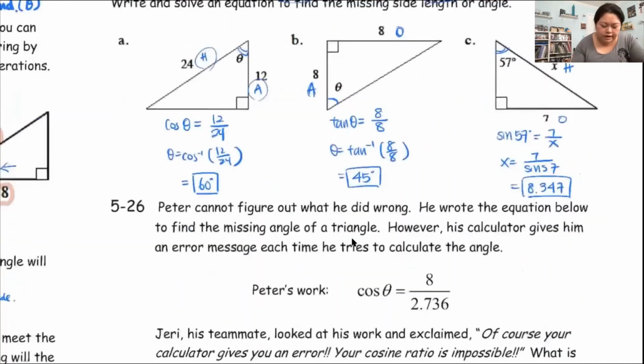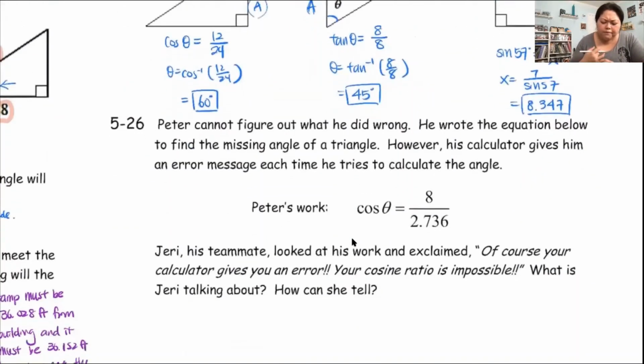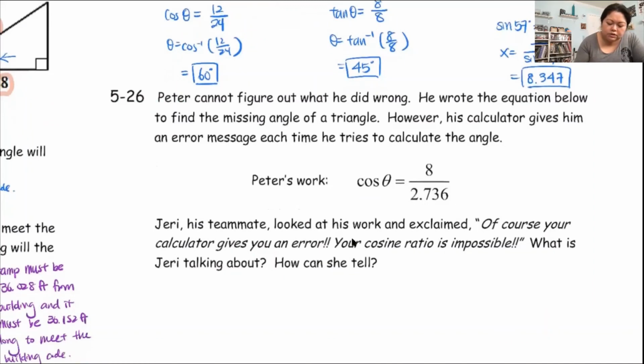Okay. Peter cannot figure out what he did wrong. He wrote the equation below to find the missing angle of a triangle. Remember what I said, when we're finding a missing angle, we must use the inverse function, the little -1. However, his calculator gives him an error message each time he tries to calculate the angle. So Peter says cosine theta, and naturally to solve for theta, it's cosine inverse of 8 over 2.736, right? Try punching it in the calculator. What do you see? You should see an error message. So something's wrong. What's wrong?